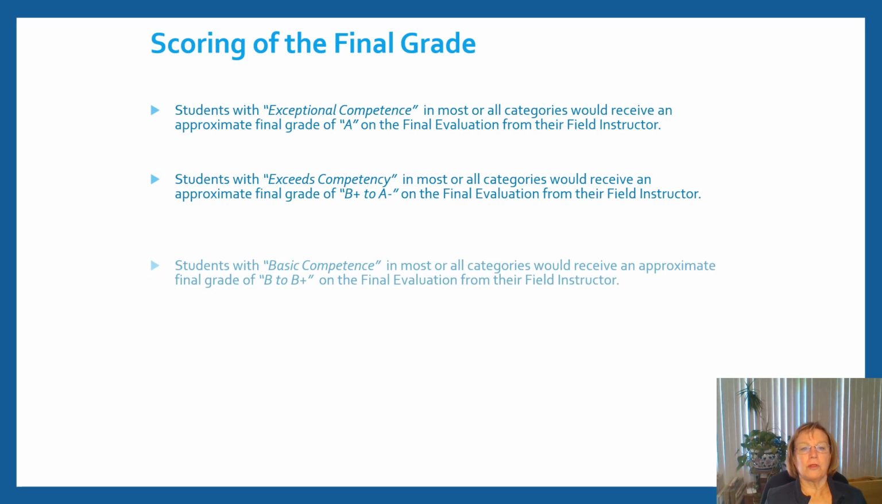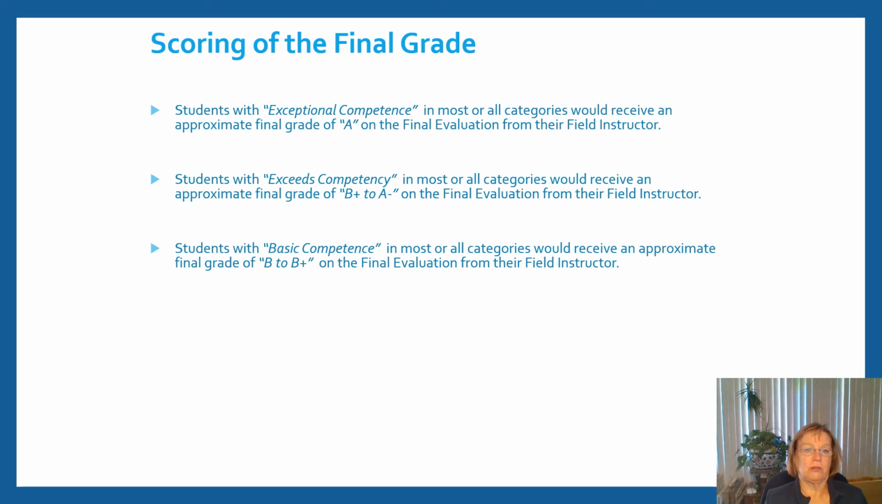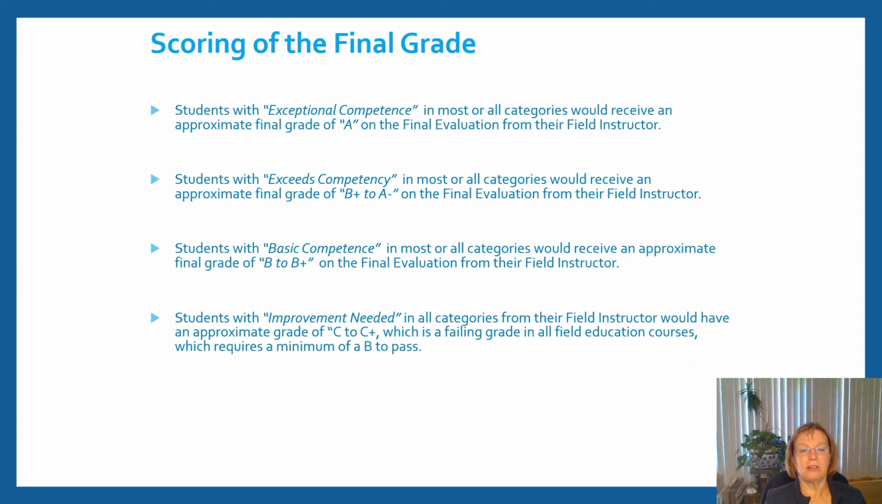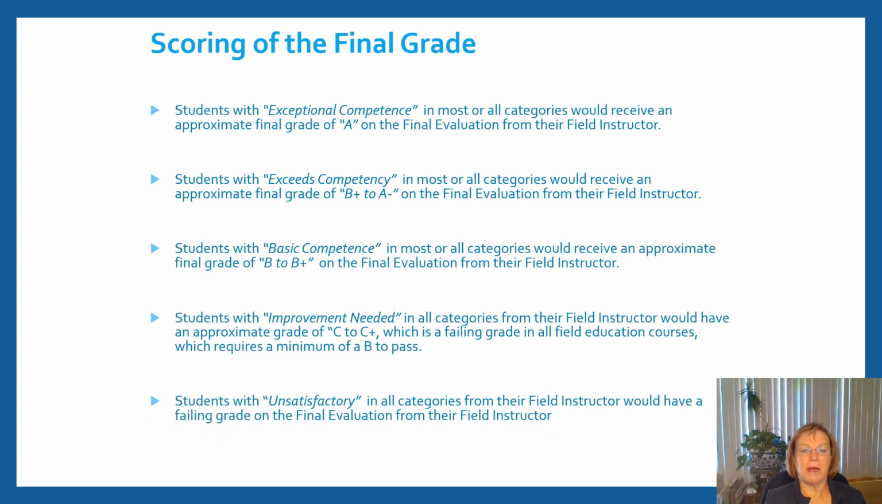So students with exceptional performance would generally get an A if it was in most categories. If they got exceeds expectations, they would generally get a B plus to an A minus. And if they got all basic, they would get a B or B plus. And of course, below that are students that are unlikely to pass the course, and they may have to repeat it.